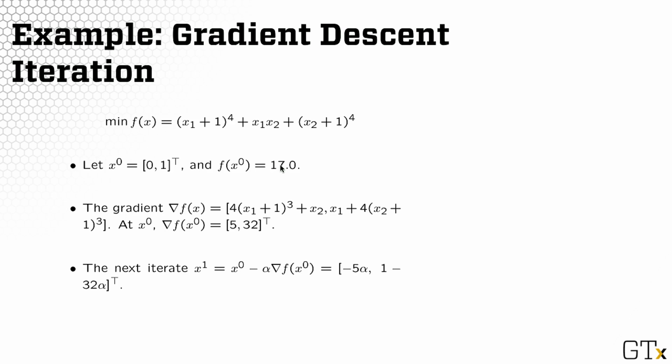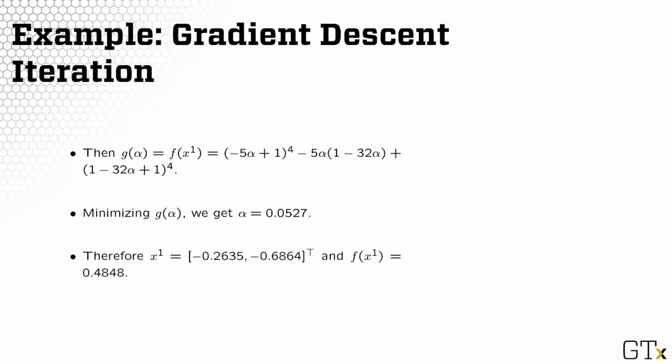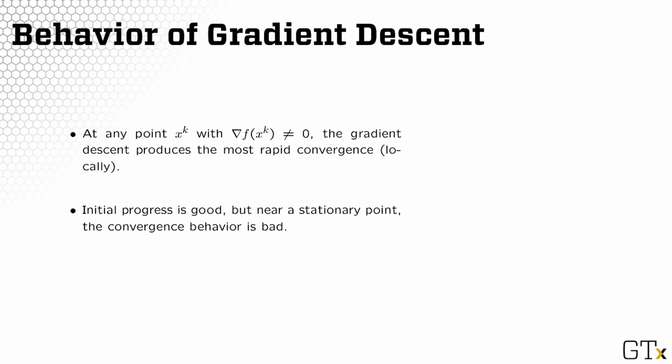So we have reduced the function value, and we're going to repeat this step. Good? So this is an example of gradient descent. So how does the gradient descent algorithm behave? Now if you notice, when we are trying to minimize the function, at any point xk where the gradient is not 0, the gradient descent produces the most rapid convergence locally, right? Because it is moving in the direction of the steepest descent.